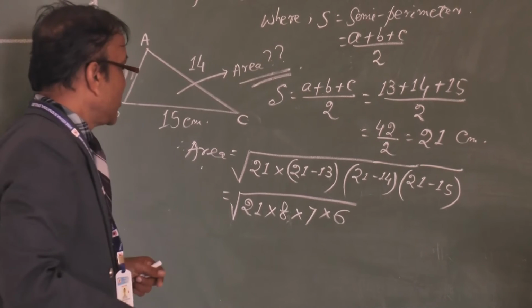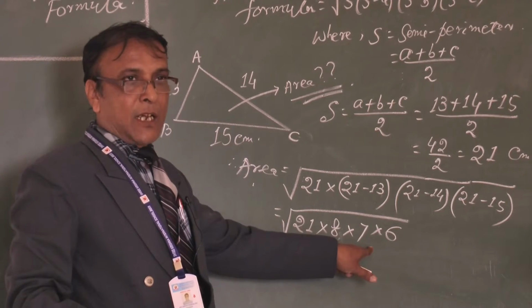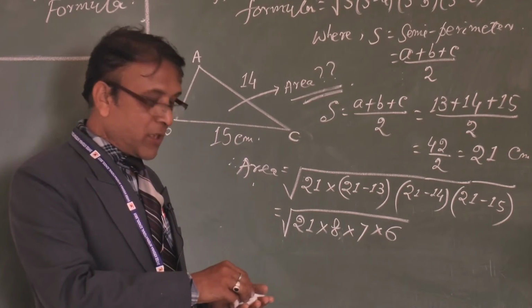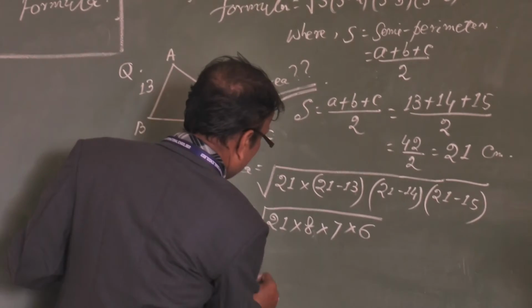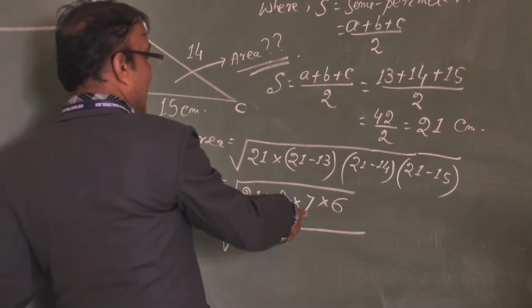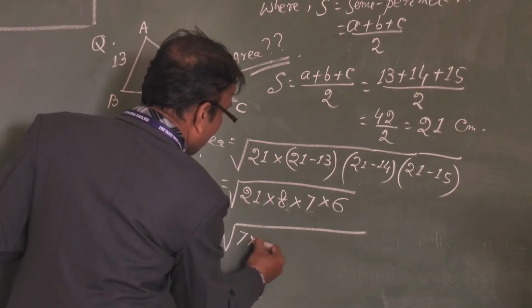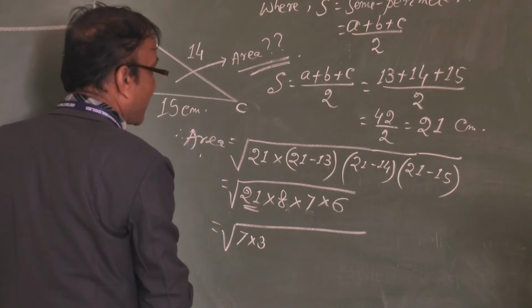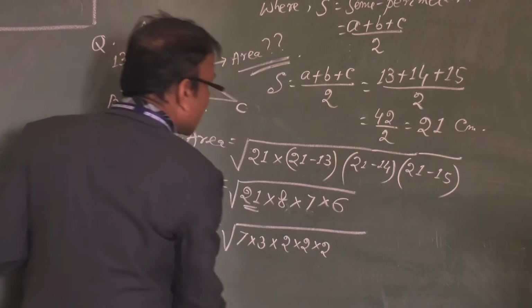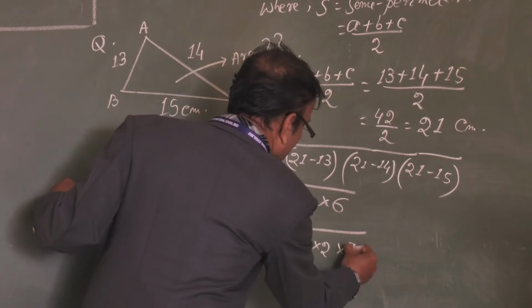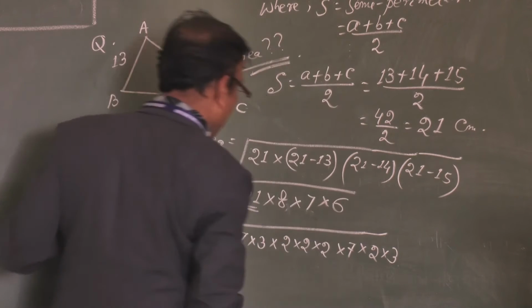Now, if you multiply all these things and then find the square root, that will be a lengthy process. So don't go that way. A better way: here I have a 21, so I can split it into 7 into 3, because 21 is 7 into 3. Now 8 I can write as 2 into 2 into 2. Another 7 is there, so keep it 7. And 6 I can write as 2 into 3.